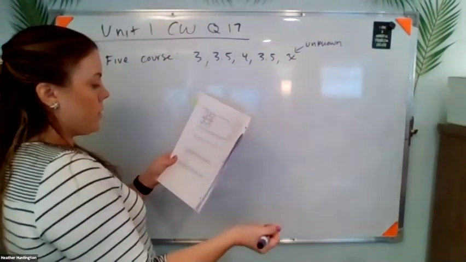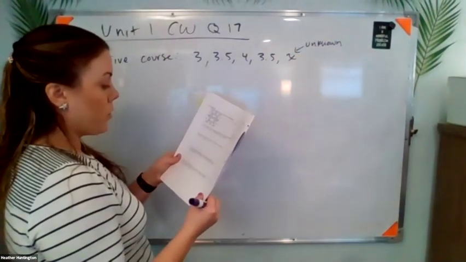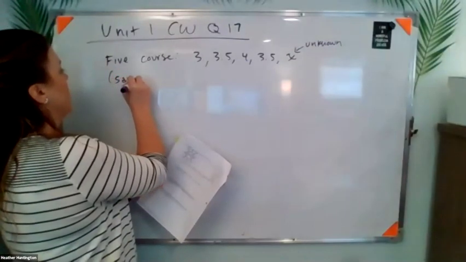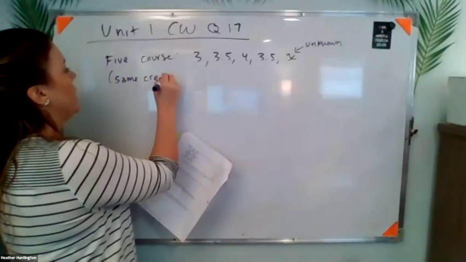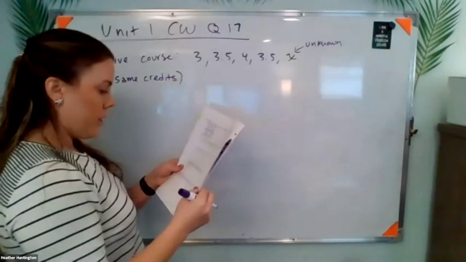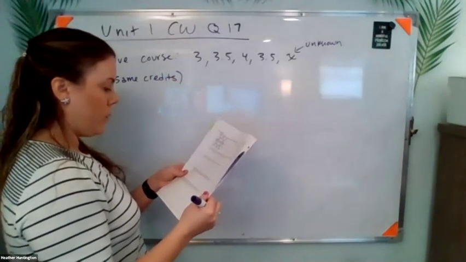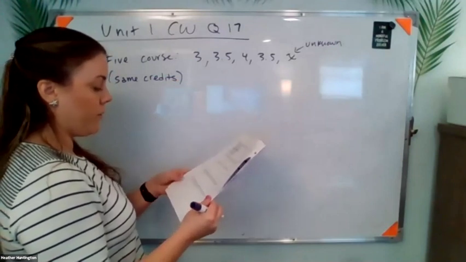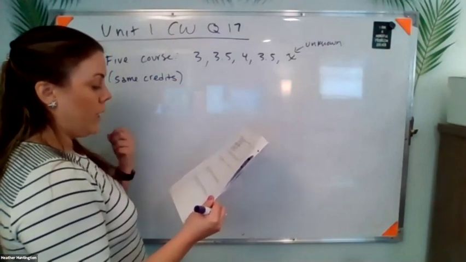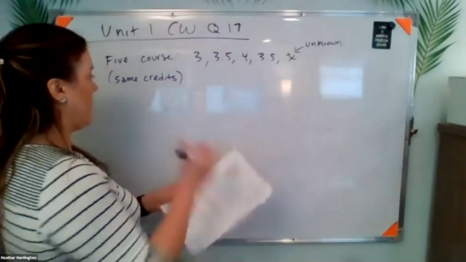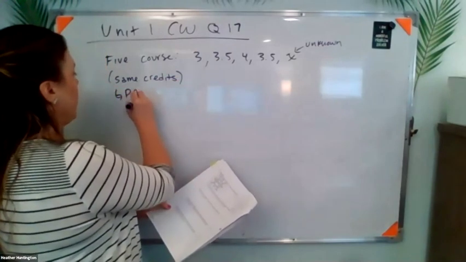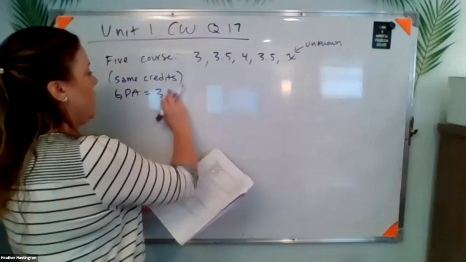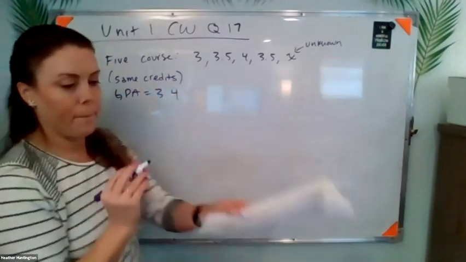Jill took 5 courses this semester, each for 4 credit hours. So they're all the same credits, so they're all weighted equally. She received a B, which is 3 points, a B plus 3.5, an A is 4 points, and a B plus is 3.5 in her 4 courses. If her GPA is 3.4, what is her grade in the 5th course?